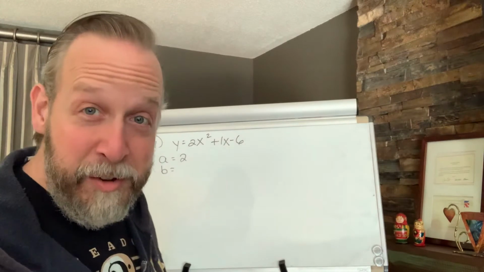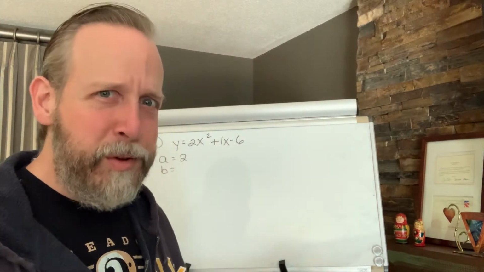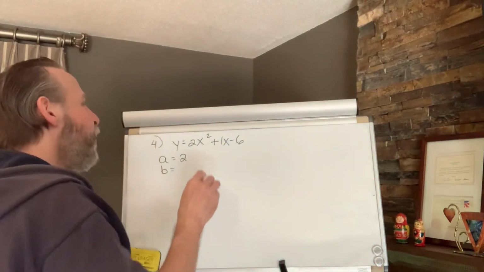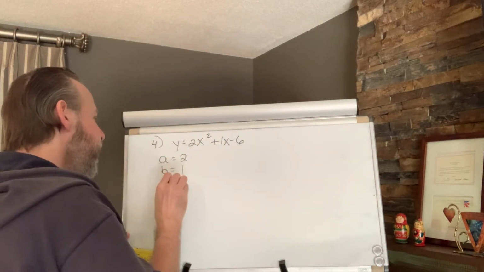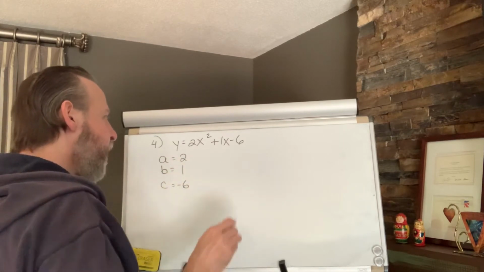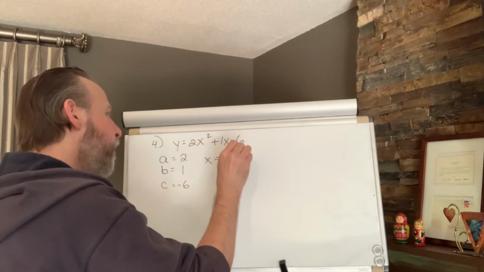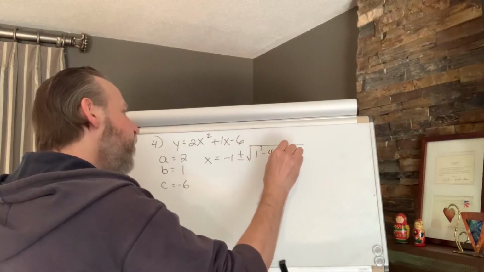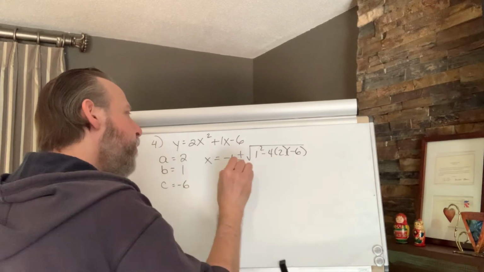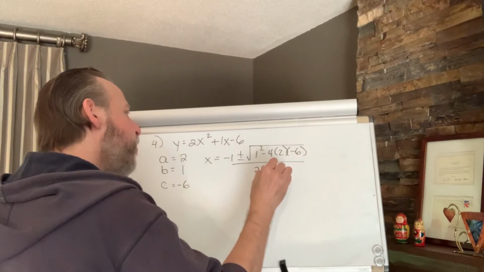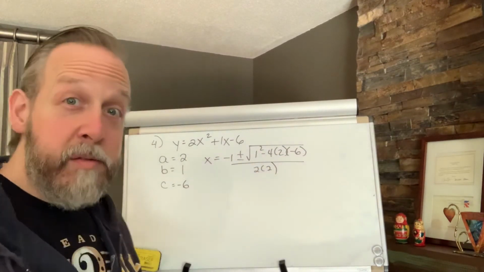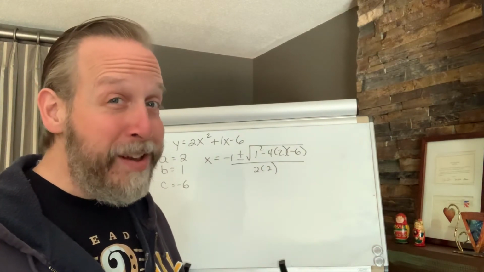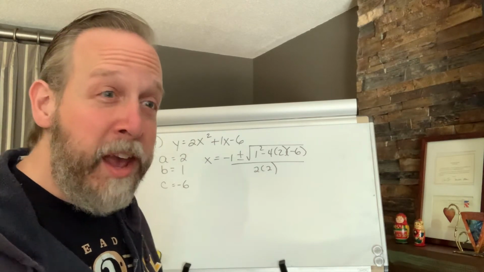If you need to pause again and try to solve it again because you were confused, go for it. But there was supposed to have been an x there. So b is the number 1, c is the number -6. Let's see what happens. X equals -1 plus or minus the square root of 1 squared minus 4 times 2 times -6 all over 2 times 2. Again, x equals -b plus or minus the square root of b squared minus 4ac all over 2a.